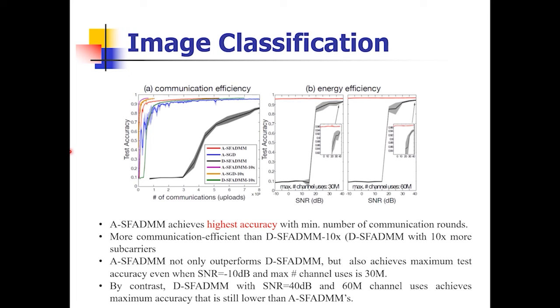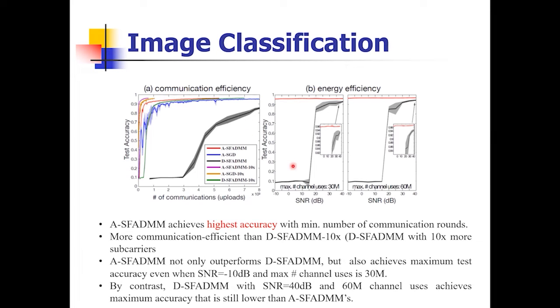This is the test accuracy versus number of communication uploads, right? And this is the same thing as before, test accuracy versus SNR, focusing on the communication energy efficiency. Okay, and again here are the same baselines as before. So what we can see here first is that the analog FADMM achieves a much higher accuracy, right, with a much smaller number of communication rounds. So in other words, it's again more communication efficient than the digital counterpart, even when you give 10x more subcarriers to the digital counterpart.